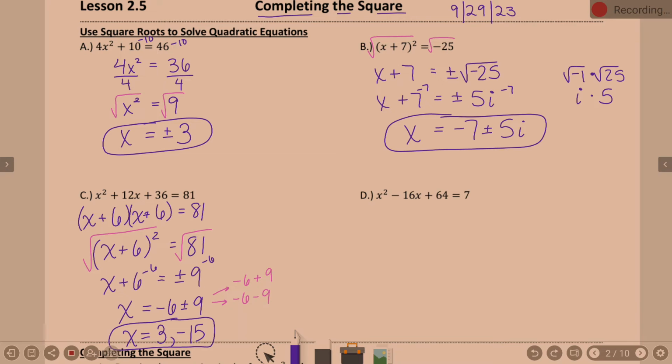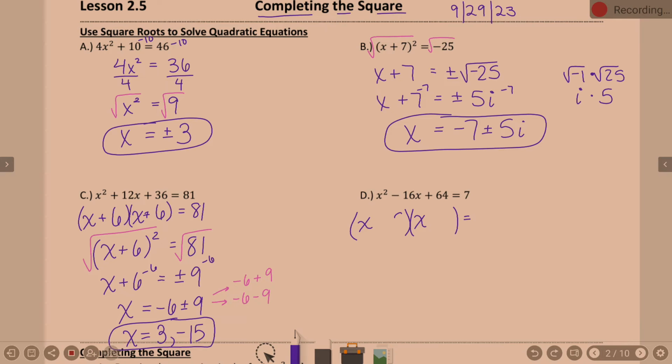Square root of 36 is 6. 6 plus 6 is 12. Am I going to be able to do the same thing here? Yeah. Okay, so we're going to factor this. X squared becomes x and x. What multiplies to be 64 and adds to be -16?